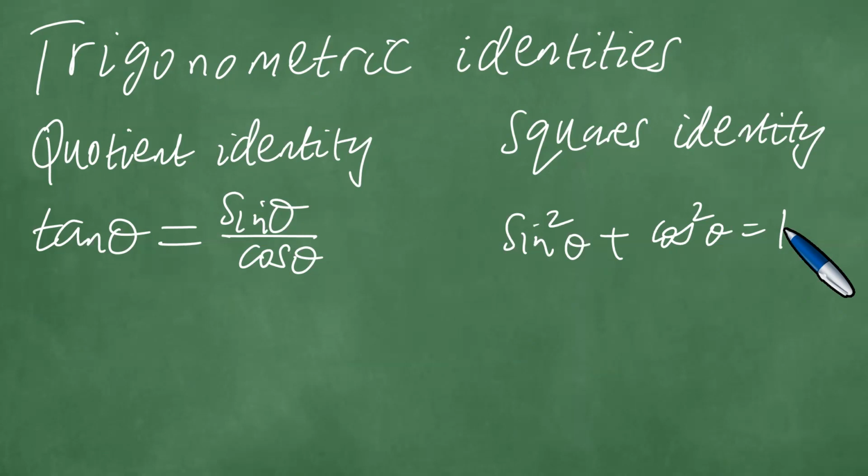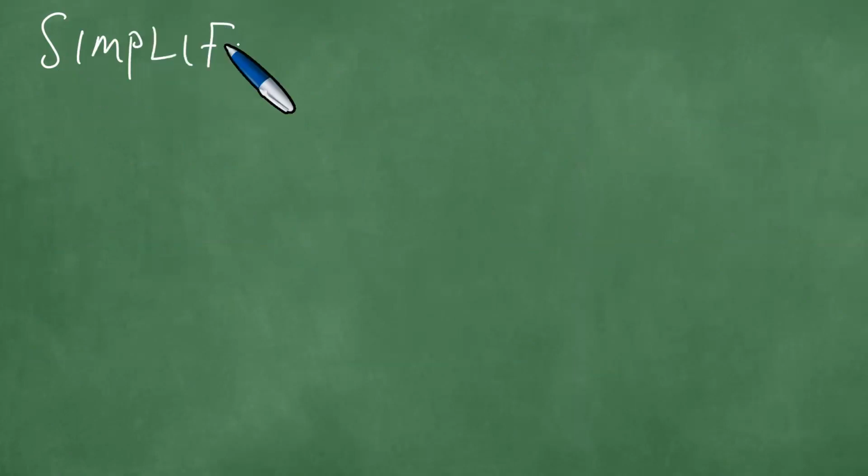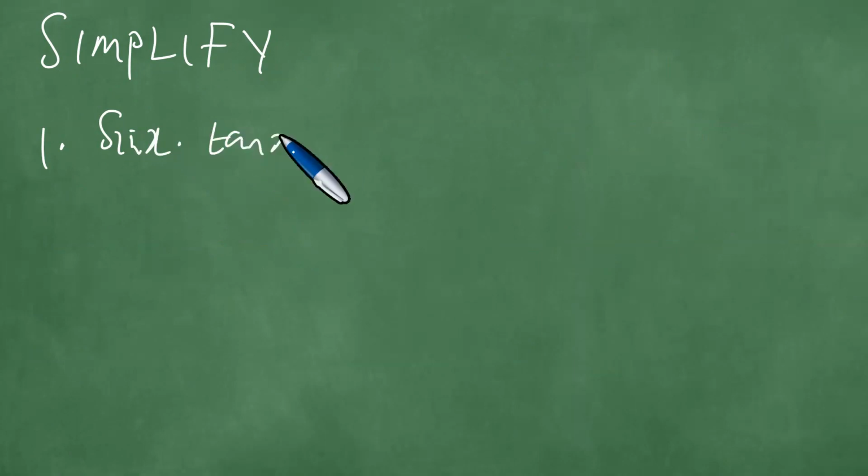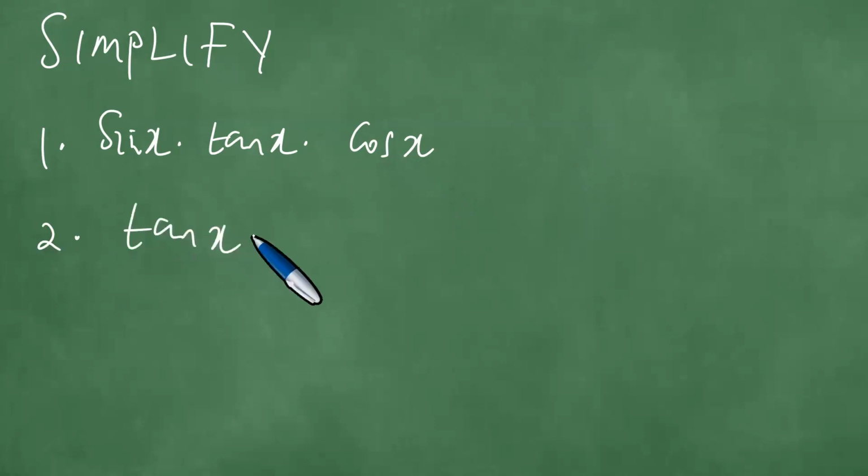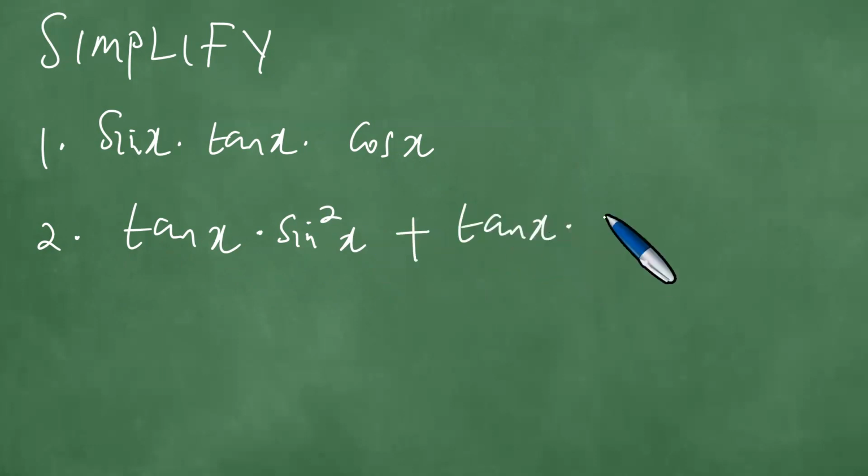Okay, and so this here will actually prove very, very profitable, so we are very thrilled to deal with this. Here are some problems that we can solve. Let's look at these questions. We need to learn how to simplify. Simplify number one: sine x times tan x times cosine x. Number two: tan x times sine squared of x plus tan x times cosine squared of x.